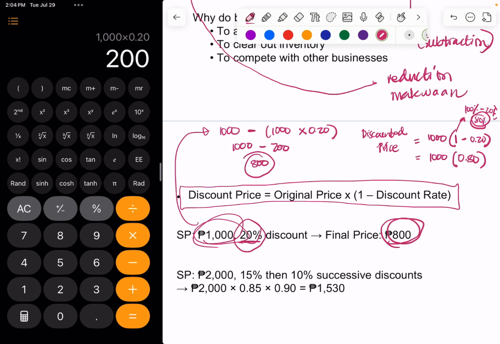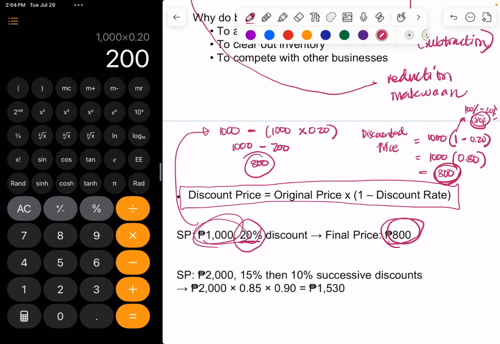Tibuok nga presyo, that is 100%. Makuhaan daw na siya og 20% sa price. Mao na ang bagong presyo nga imong bayadan. So 20% discount, kuhaon na nato na siya sa 100%, ang bilin 80%. So 80% ni 1,000, mao na lang imong bayadan, which means 800 na lang ang imong bayadan.